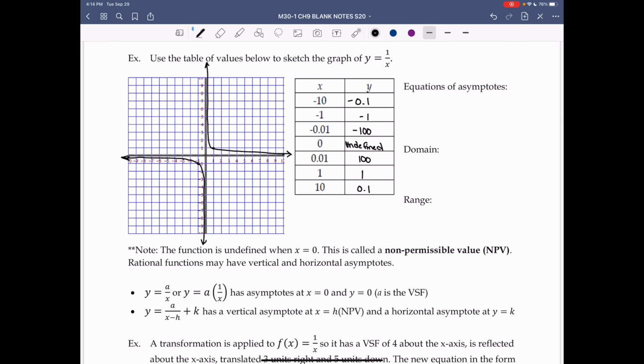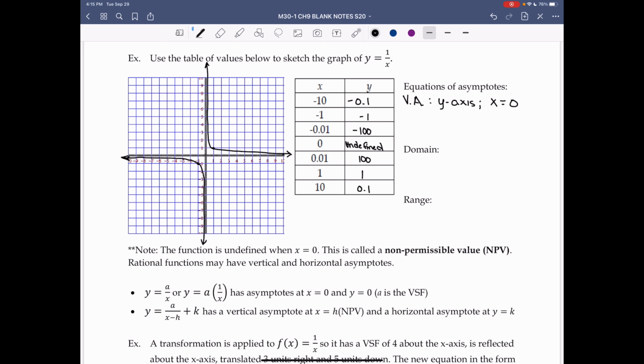Equations of asymptotes. Asymptotes are lines that a graph approaches but does not touch, it doesn't actually ever equal that value. It's never going to intersect with that line. So we have a vertical asymptote, which is the y-axis, so x equals 0.